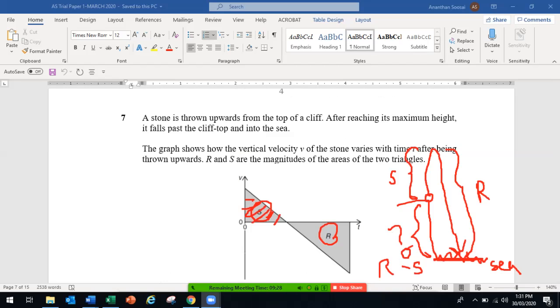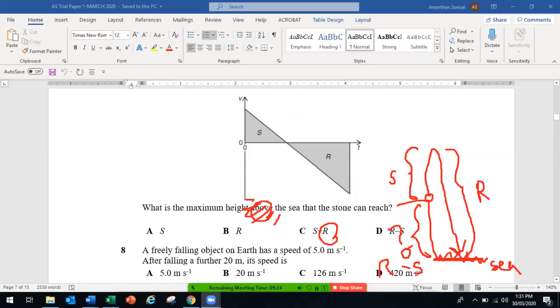The answer given is B, it's R. What is the maximum height above the sea that the stone can reach? Above the sea. So you throw up, how far can you reach? Oh yeah, it's R. Sorry, they never asked what the height of the cliff above the sea is. They ask the maximum height, so R only. It's not only the cliff height, here to here. R, sorry. The answer is B.